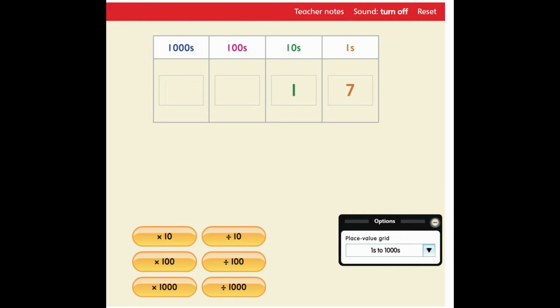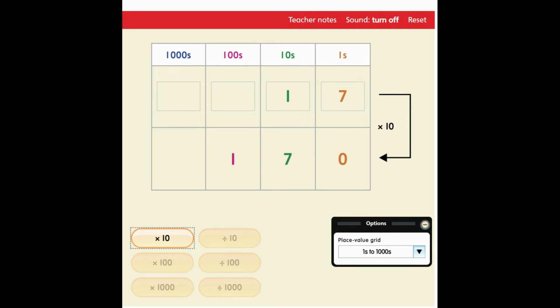Write 17 in your book and then multiply it by 10. Pause the video while you work this out, and press play again when you've got your answer. 17 times 10 is 170. Give yourself a tick if you got it right.